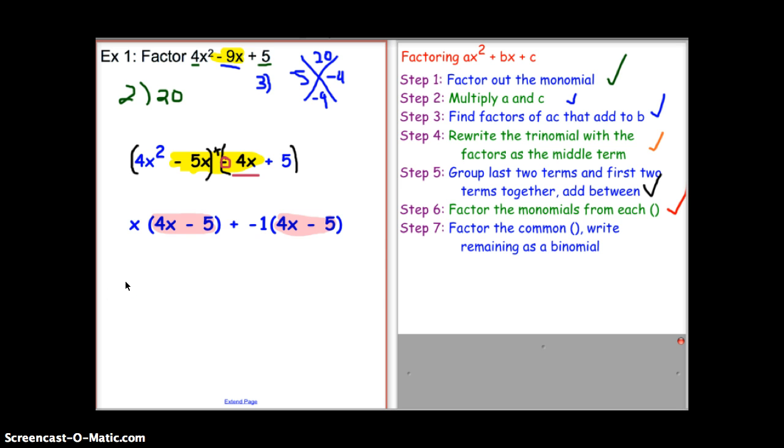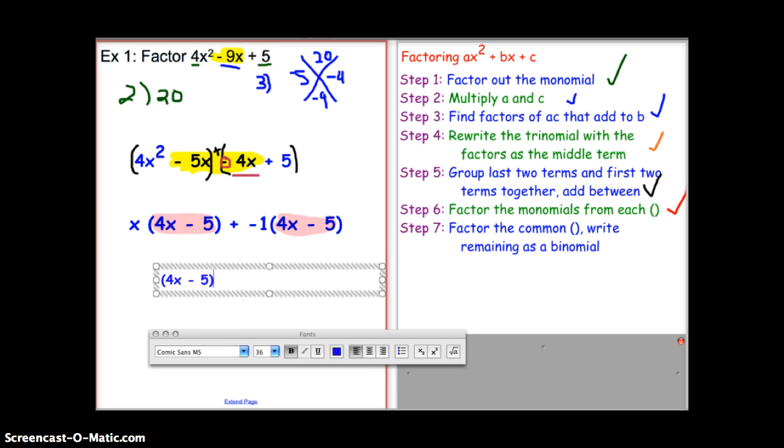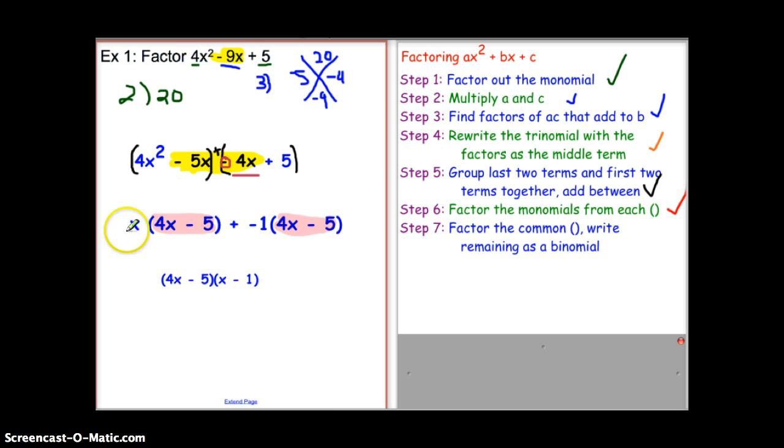So that 4x minus 5 is going to come out front. And we're going to write what we have left over. What we have left over is going to be x minus 1. And that's the 7-step method. We have 4x minus 5 times x minus 1 as our final answer.